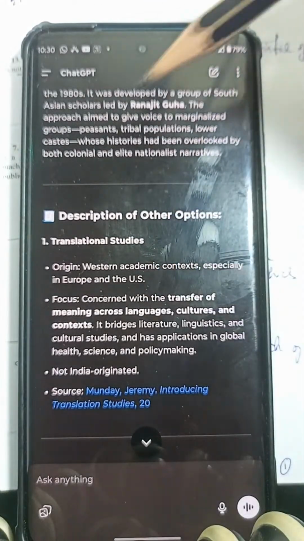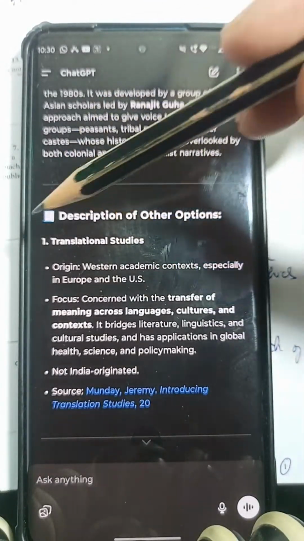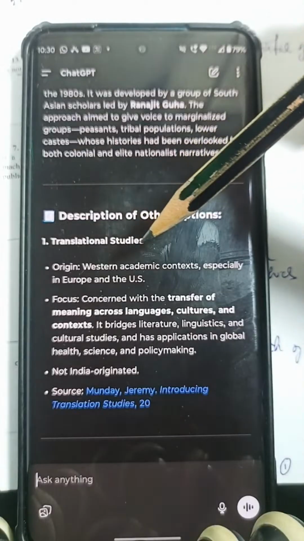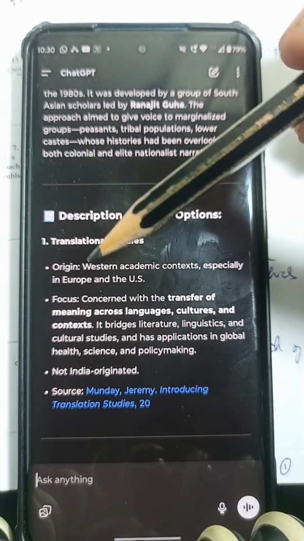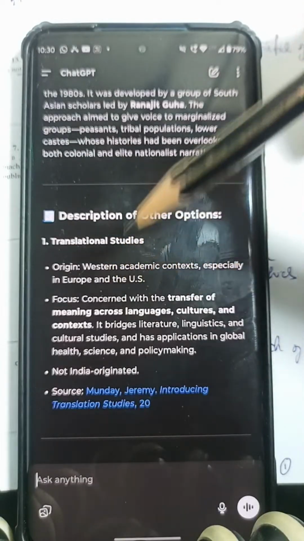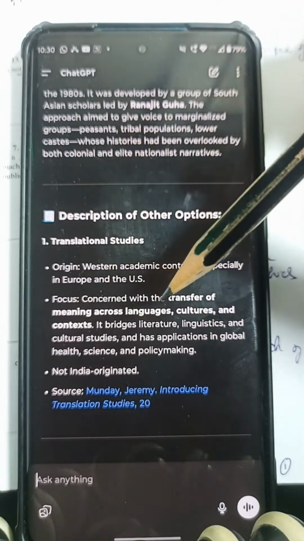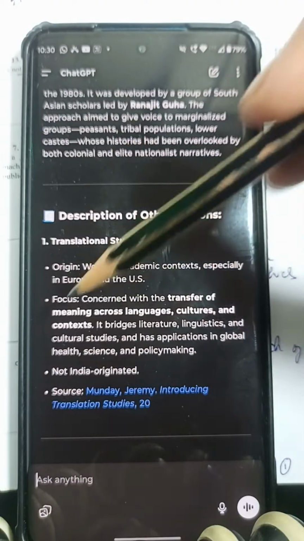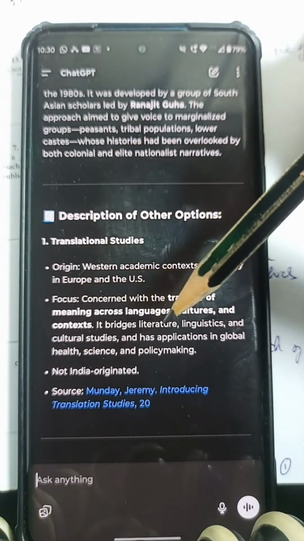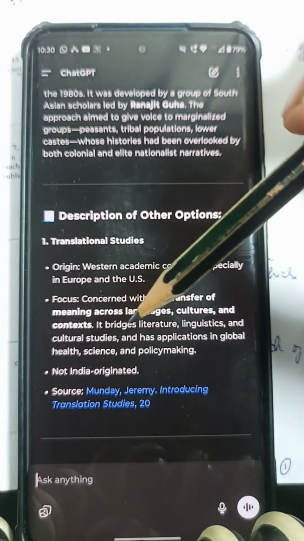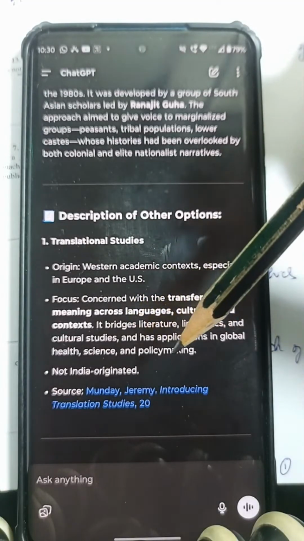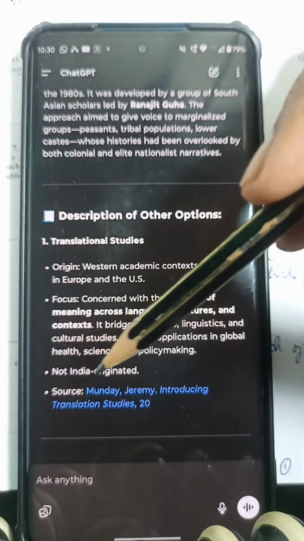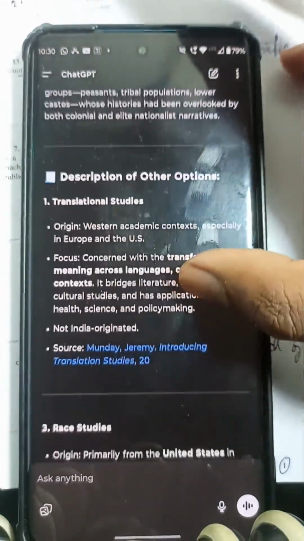As the name suggests, the origin of translation studies is the Western academic context, especially in Europe and the USA. It mainly focused on transfer of meaning across different languages, cultures, and contexts, and it bridges literature, linguistics, and cultural studies, with applications in global health, science, and policy making. It is not Indian originated.